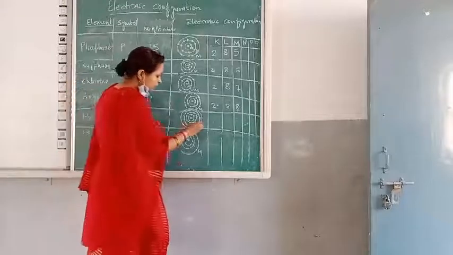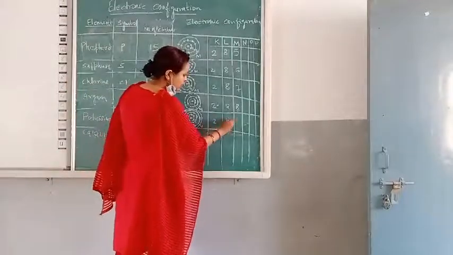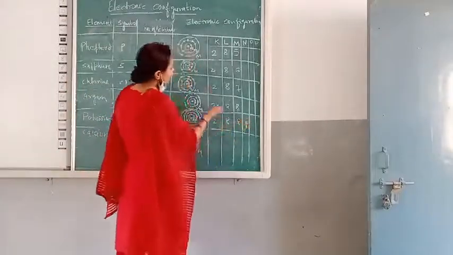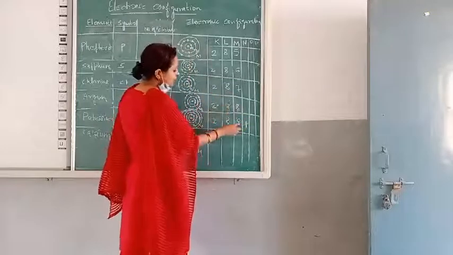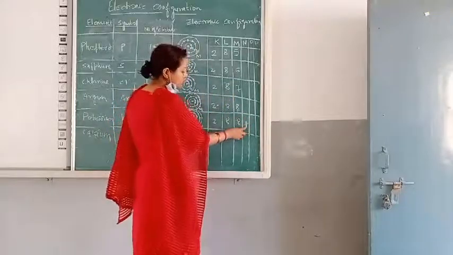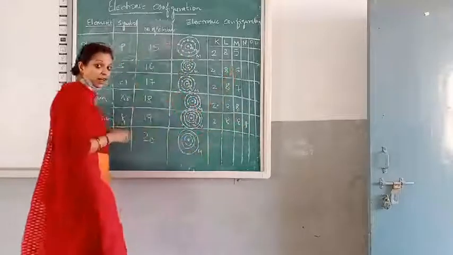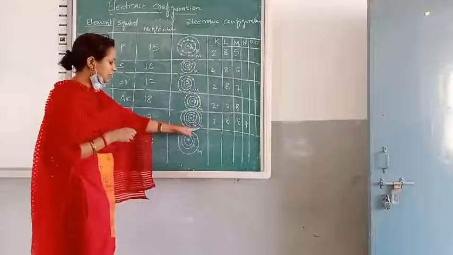Okay. So what will be the electronic configuration? 2, 8, 8 and 1. 2 in K shell, 8 in L shell, again 8 in M shell and the remaining 1 in the higher orbit, that is higher shell, that is N shell.